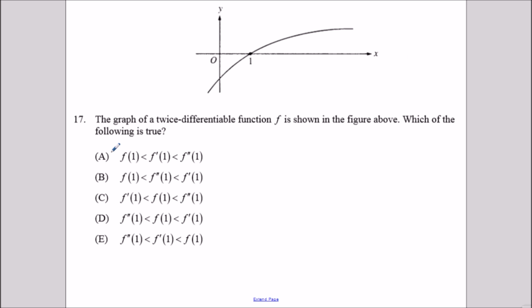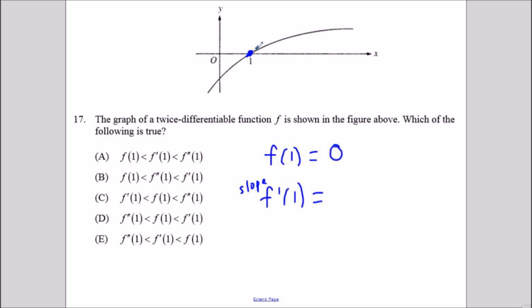For this question, we have a graph of a twice differentiable function f, and we want to order f of 1, f prime of 1, and f double prime of 1. So the key is, if we're given the graph of f, f of 1 is simply the height of the function. So the height of the function is the point (1, 0). So f of 1 is simple to find. f prime of 1 means the slope. So for this one here, we should be thinking slope.